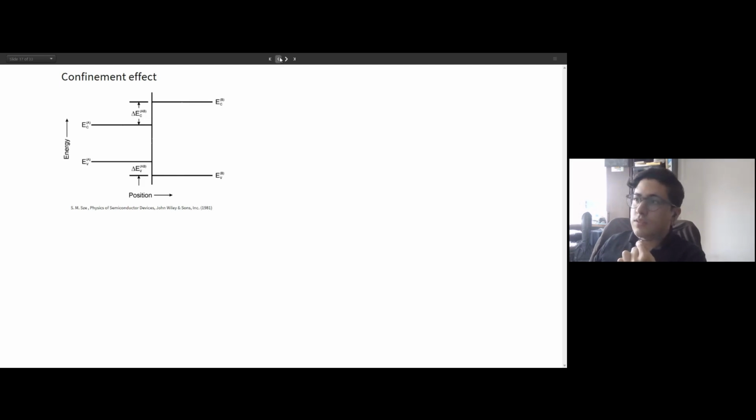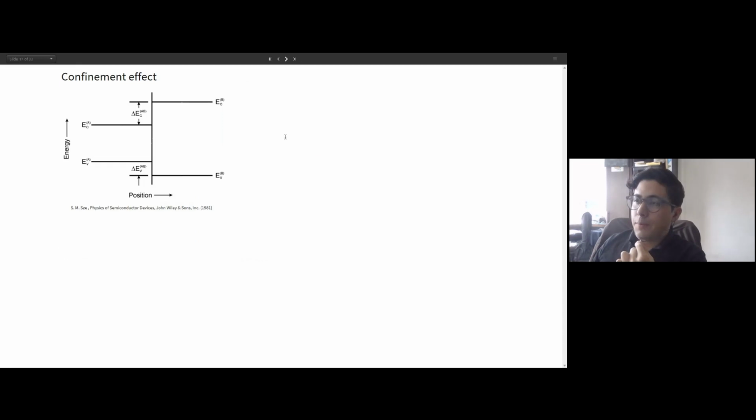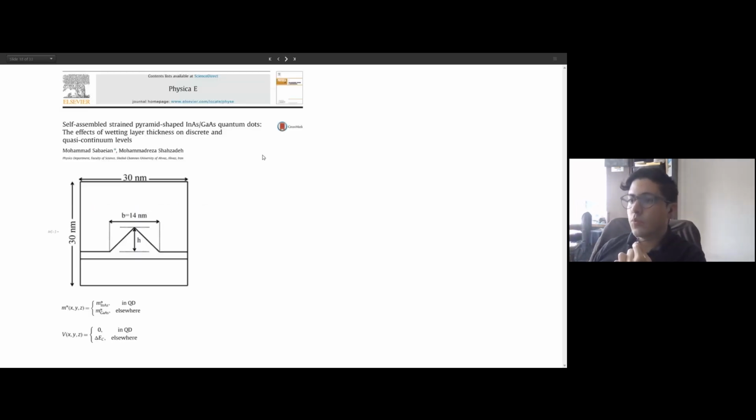And since these are structures that are on the size of nanometers, then you can expect that they are going to be confined, and they are going to present the quantum confinement effect. So basically, they will have quantized energy levels.